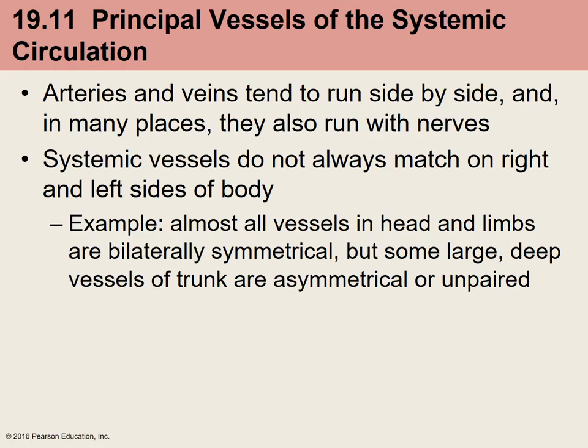Usually the arteries and veins are going to run side by side, especially the deeper ones, and they'll also be named for that location. And there's usually a third thing that's also running, and that's going to be a nerve that's running along the arteries and veins. Sometimes with the systemic vessels, the right and the left side are not going to be matching. Some of your larger, deeper vessels in the trunk are unpaired, so there may not be a matching vessel, say an artery to a vein.